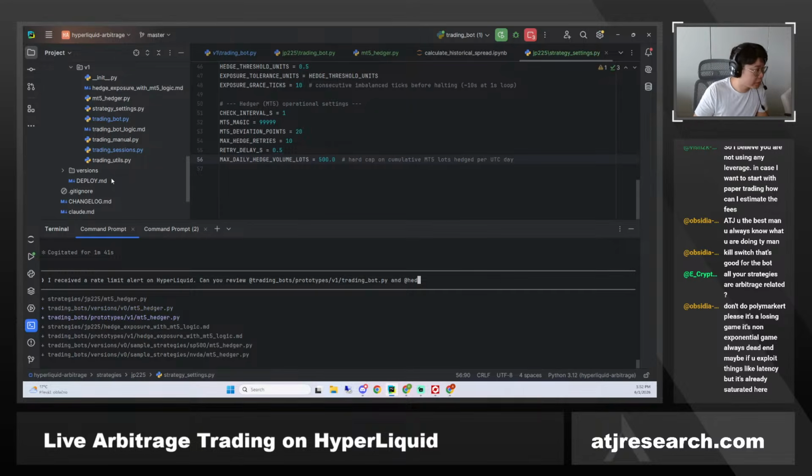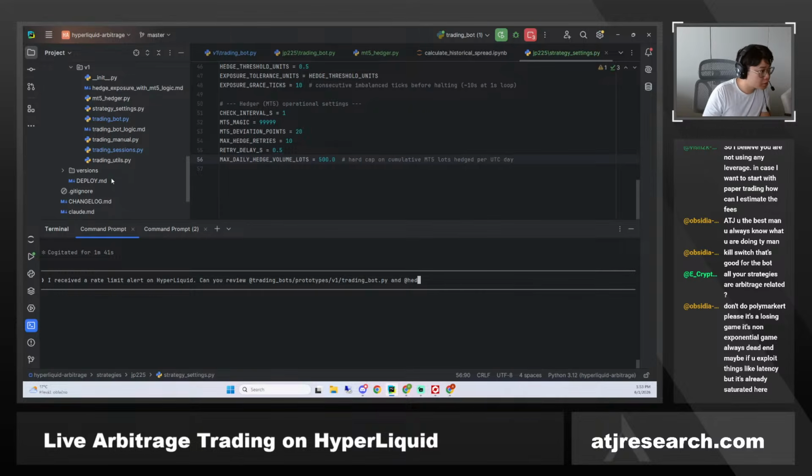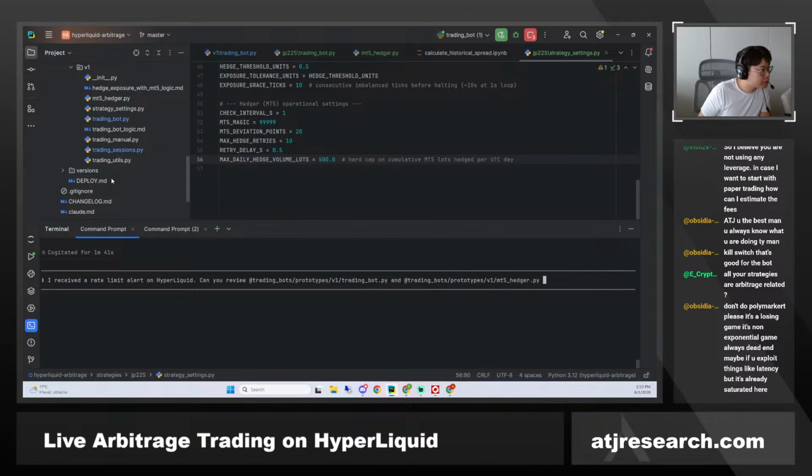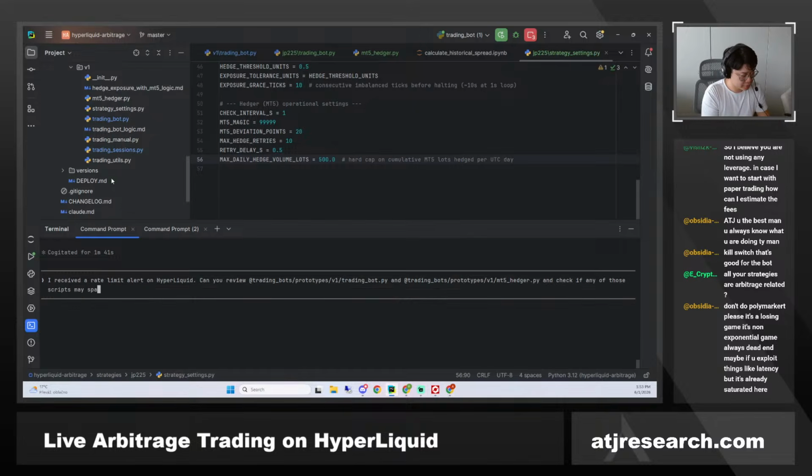So again, I've coded this strategy with Claude, and I need to make sure that it's called MT5 hedger, my bad. I need to make sure that we're not getting rate limited here. Can you review and check if any of those scripts may spam the Hyperliquid server?